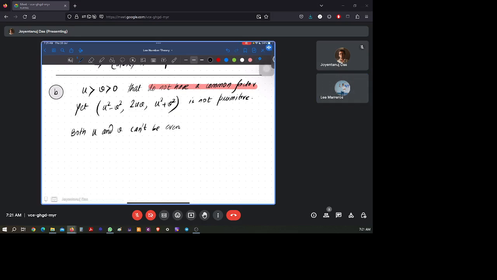So just for a simple trial, we can take suppose u equals 3 and v equals 1. These are the two smallest odd numbers, so that we can take, where u is greater than v.